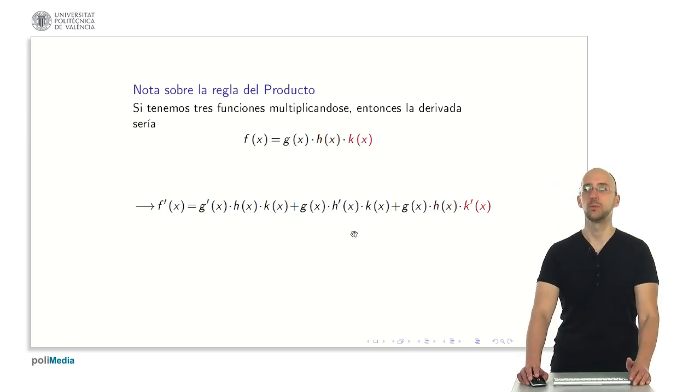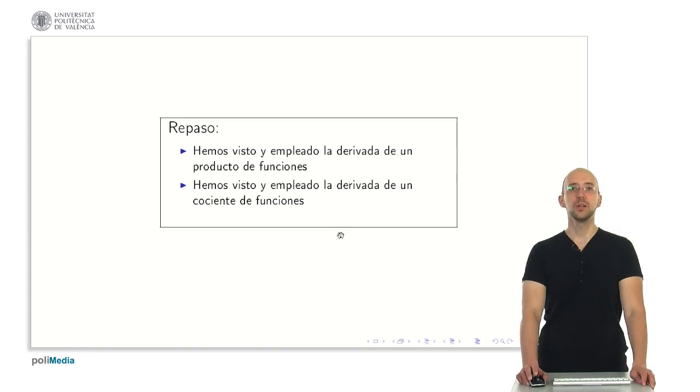What have we seen today? Today we have reviewed the product rule and the derivative of the product of functions. We have seen how it works, we have seen some examples, and we have done the same with the quotient rule. I hope it helps you.